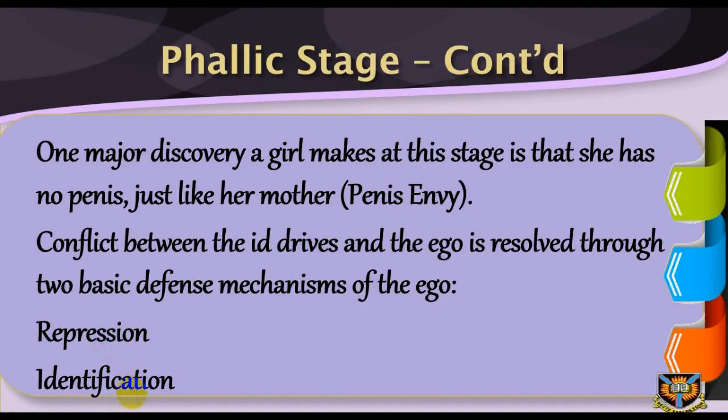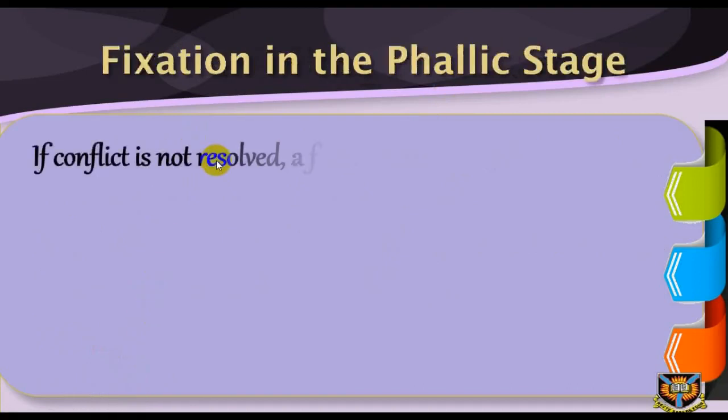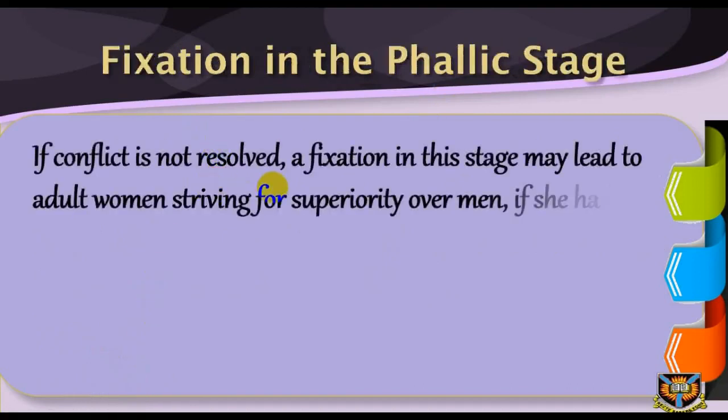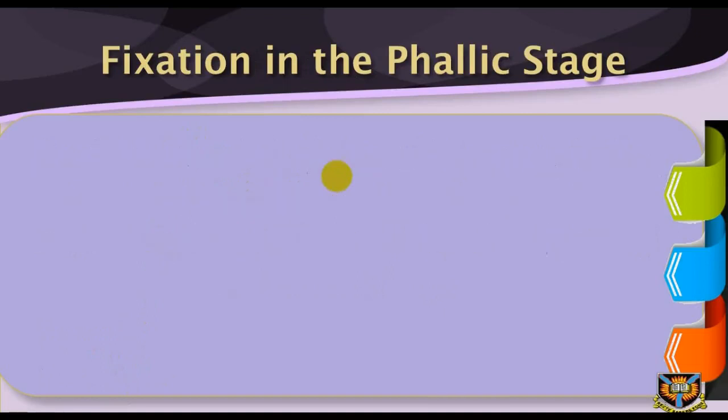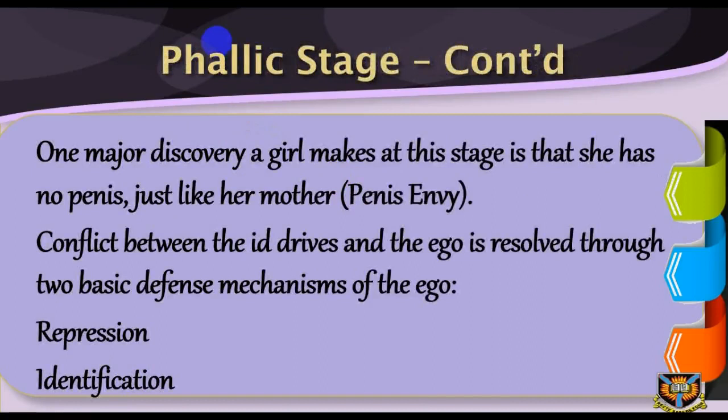In both cases, the conflict between the id drives and the ego is resolved through two basic defense mechanisms of the ego. One of them is repression, which involves the blocking of memories, impulses, and ideas from the conscious mind, but does not lead to resolution of the conflict. The second is identification, which involves incorporation of characteristics of the same-sex parent into the child's own ego. The boy, by adopting this mechanism, seeks the reduction of castration fears, since his similarity with the father is thought to protect the boy from him. The identification of the girls with the mother is easier, since the girl realizes that neither she nor her mother have a penis.